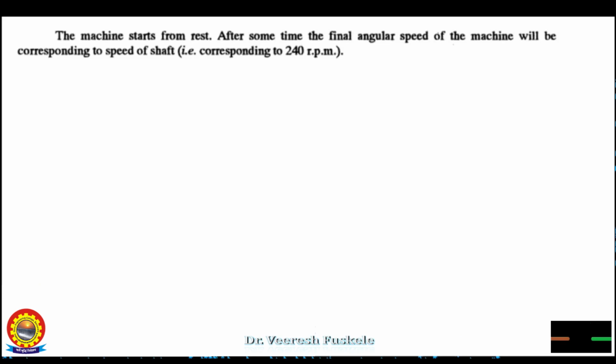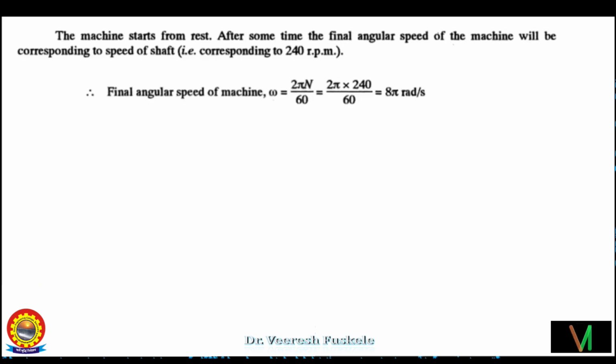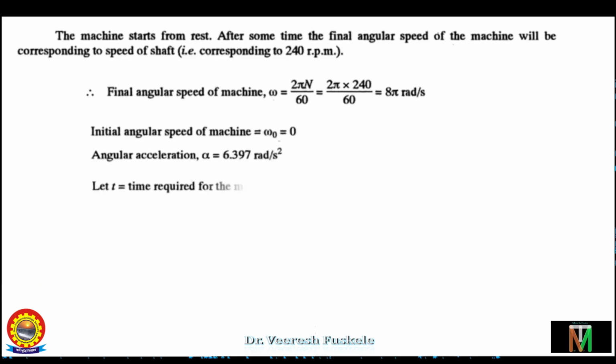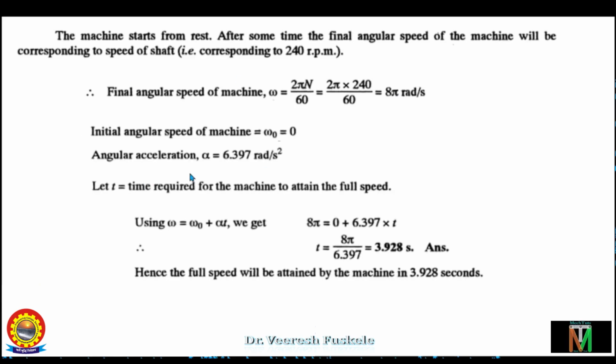Fine. Now the machine starts from rest. So after some time the final angular velocity of the machine will be corresponding to the angular speed of the shaft, that is 240 rpm. So final angular velocity will be equal to 2 pi n by 60. So we have final angular velocity of the machine omega as 8 pi radian per second. Now initial angular velocity of the machine was 0. So by applying the equation omega is equal to omega 0 plus alpha t, we get time t is equal to 3.928 seconds.